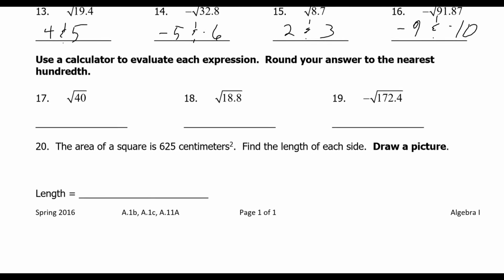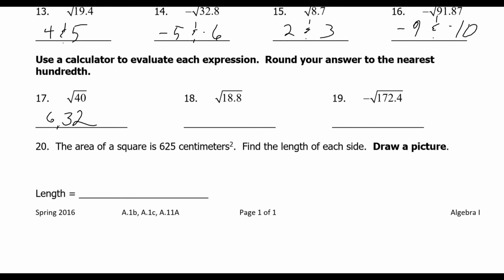Alright, almost done. Number 17, 18, and 19, all that it's asking us to do is to plug those into the calculator. Okay, these are about as easy as it gets. All you have to be able to do on this is know how to round properly. Alright, now on number 17, you should get 6.32, if I'm not mistaken. Alright, not too bad. That's an easy one. You don't even really have to round on that one.